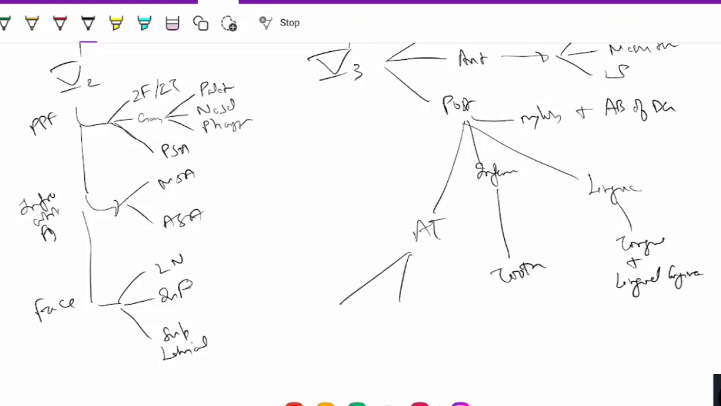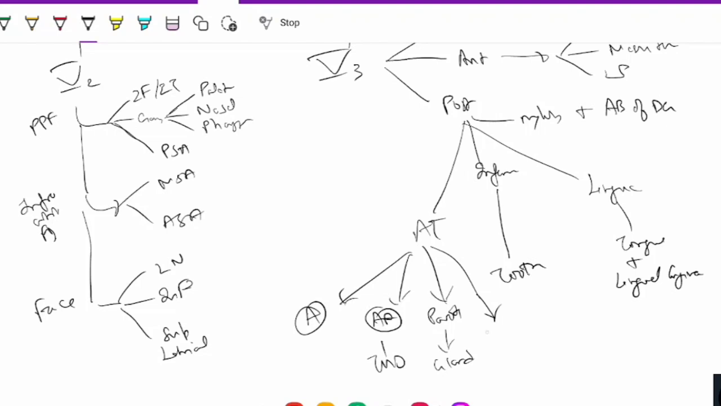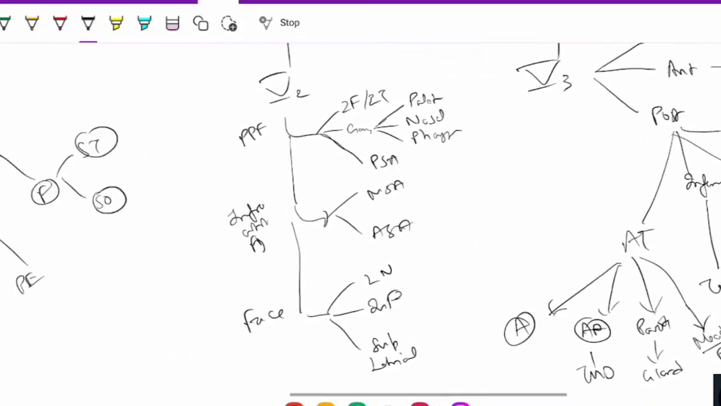Auriculotemporal, again four branches were there: auricular, articular, that is TMJ, parotid, that is gland, sensory, and your last was meatal, that is external auditory meatus skin. This summarizes your trigeminal nerve.